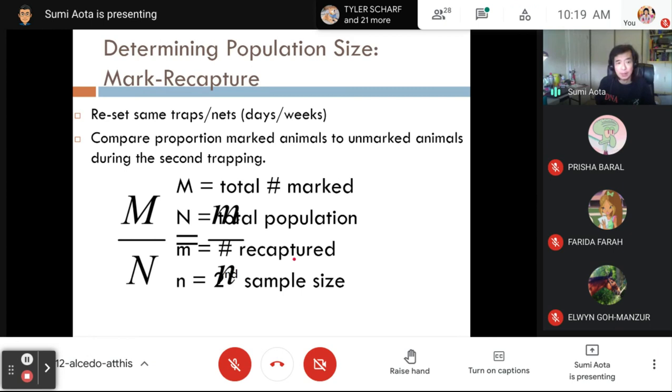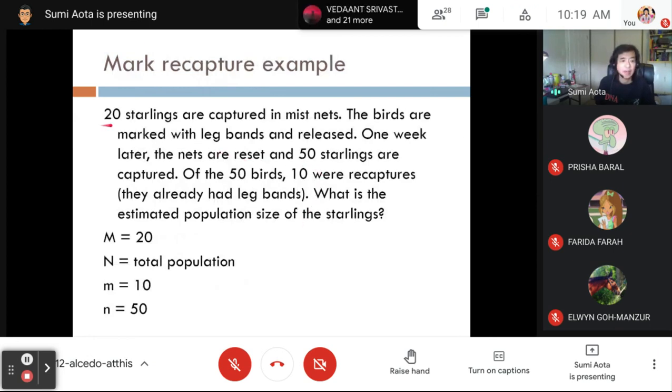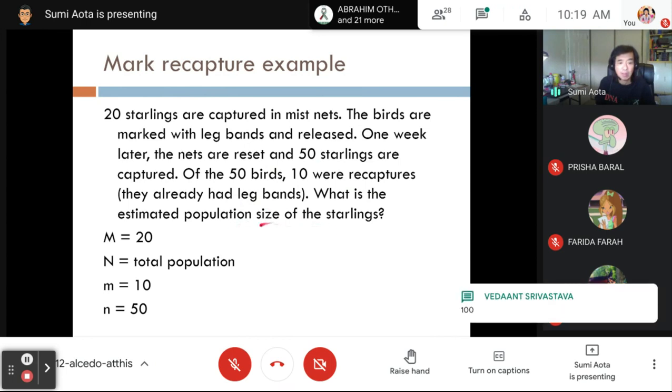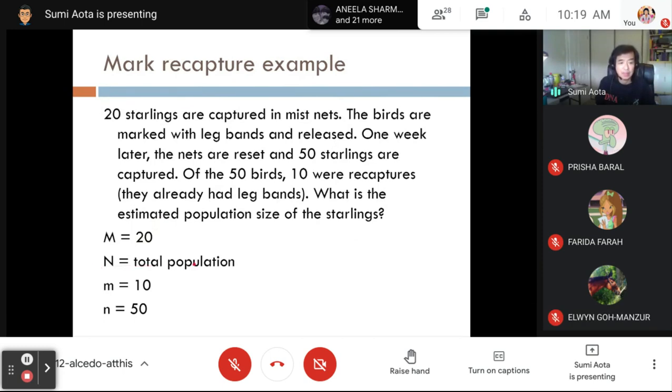As an example, you have 20 starlings captured in mist nets. The birds are marked with leg bands and released. A week later, the nets are reset and 50 starlings are captured. Of the 50 birds, 10 were recaptured. They already had leg bands. What's the estimated population size of the starlings? So capital M is 20, capital N is the total population, lowercase m is 10, lowercase n is 50.